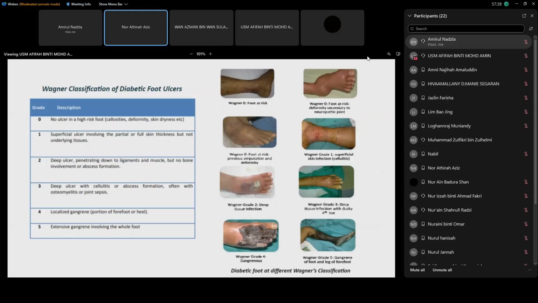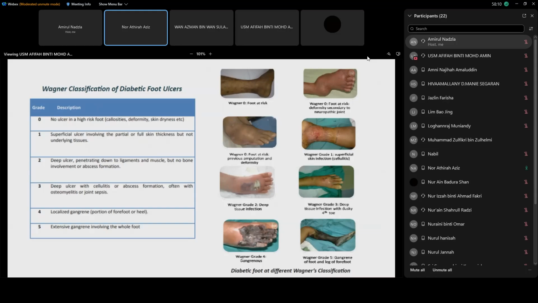Okay, for the diabetic foot ulcer, there is a classification that is used, which is Wagner classification, which is up to grade 5. So for grade 0, there is no ulcer in the high risk foot. And for grade 1, there is superficial ulcer, which involves the partial or full skin thickness, but not the underlying tissues. In grade 2, there is deep ulcer. It penetrates down to the ligament and muscle, but no bone involvement and no abscess formation.